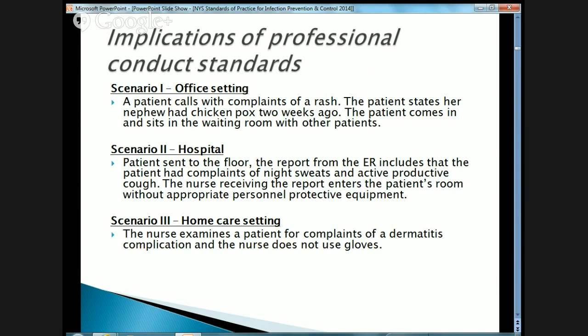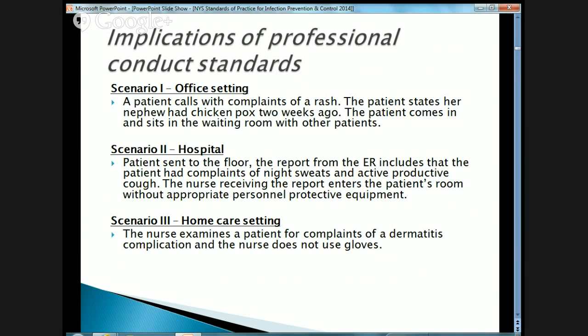Patient sent to the floor, reports from the ER indicate the patient has complaint of night sweats and active productive cough. Nurse receives the report, enters the room without appropriate PPE, personal protective equipment. You're getting the report. This is the nurse that has the report. And the first thing you start looking at, night sweats, productive cough, is TB. Or if it's not TB, it's something you don't know. So you need to be walking in there, being ready and being understanding of what the ramifications are, and have the N95 on.